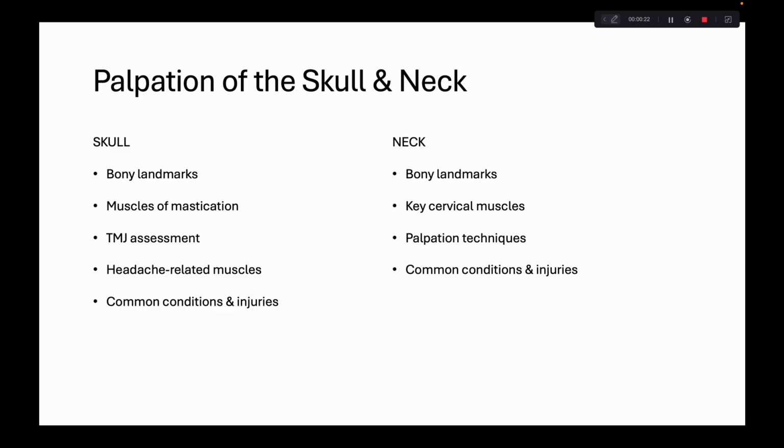For the skull in general, we're going to try to find some bony landmarks, try to palpate the muscles of mastication. We're going to feel around the temporomandibular joints, look at headache-related muscles and some common conditions and injuries involving the head. For the neck portion, we're going to again look at some bony landmarks, some key cervical muscles that are important in the massage world, as well as palpation techniques to get to these muscles, and common conditions and injuries to the neck.